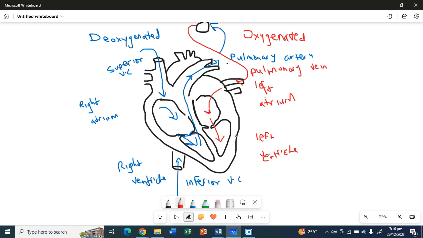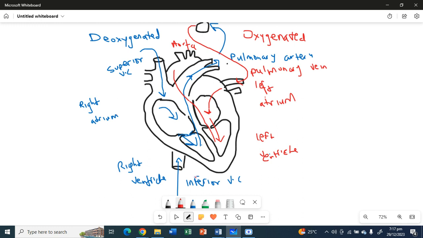The left ventricle has got the strongest muscles. Why? Because this oxygenated blood needs to be pumped to the rest of the body. So the left ventricle pumps the oxygenated blood to the aorta. And the aorta is what takes the oxygenated blood to all the parts of the body. So here we have seen how blood moves through the heart.